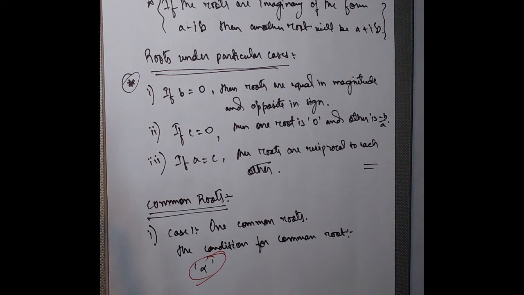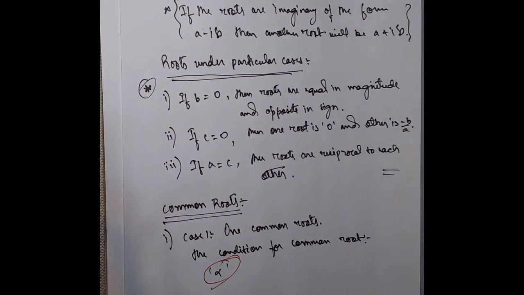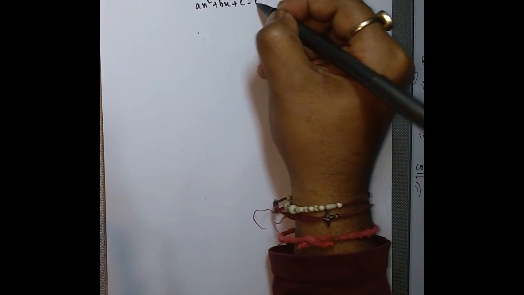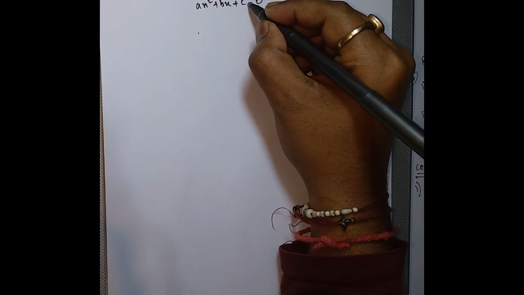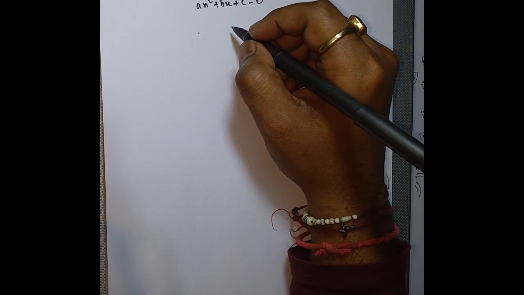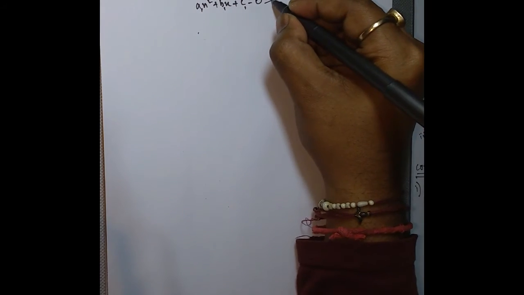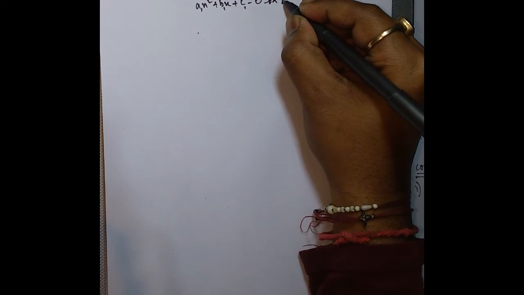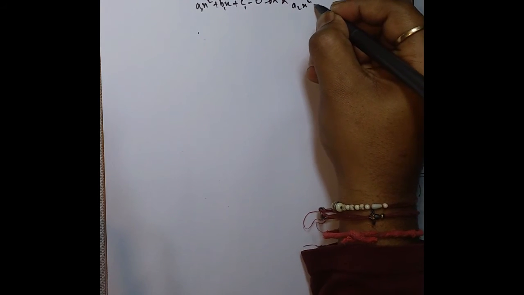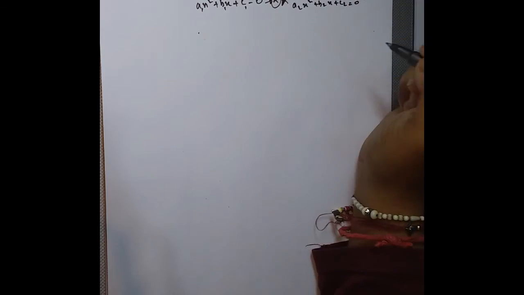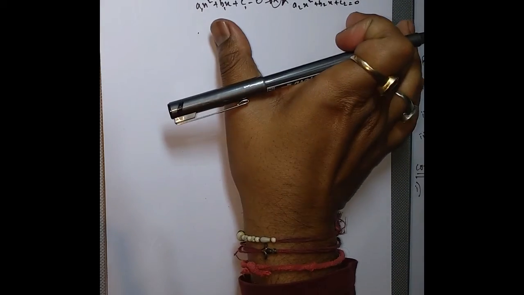So I'm going to the next page. Remember, alpha is the common root. The quadratic equation is ax square plus bx plus c equal to 0. Since alpha is one of the roots, suppose a1, b1, c1. Alpha is the common root to this and this quadratic equation, a2x square plus b2x plus c2 is equal to 0.